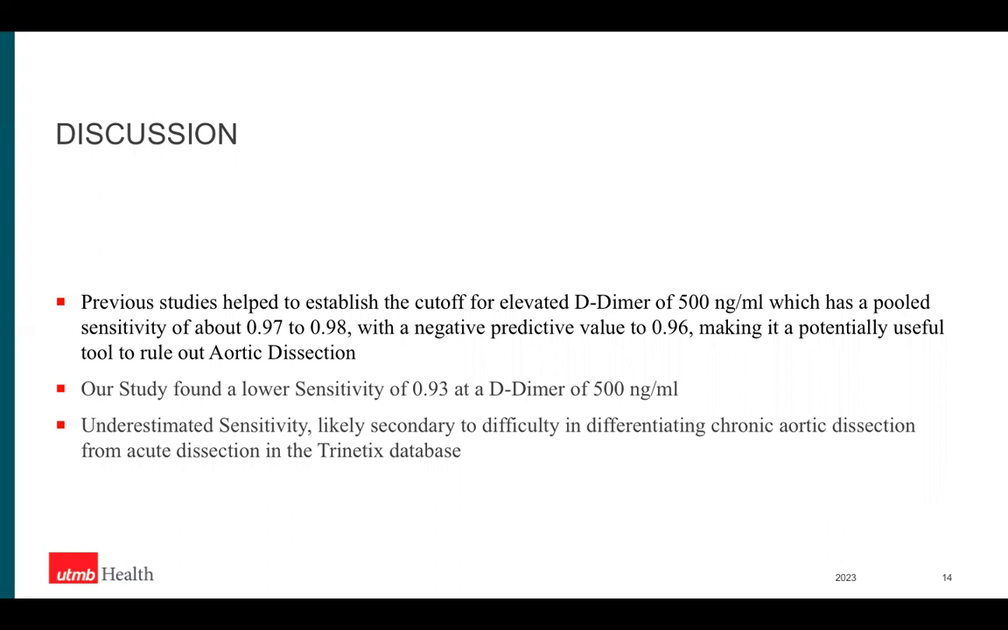Our study found a lower sensitivity for D-dimer at 0.93 for a D-dimer above 500 nanograms per milliliter. This is likely secondary to the difficulty in differentiating chronic aortic dissection from acute aortic dissection in the TriNetX database, and multiple cases of chronic aortic dissection were likely included in our numbers. Chronic aortic dissection would not likely raise the D-dimer, and this therefore could skew the sensitivity.